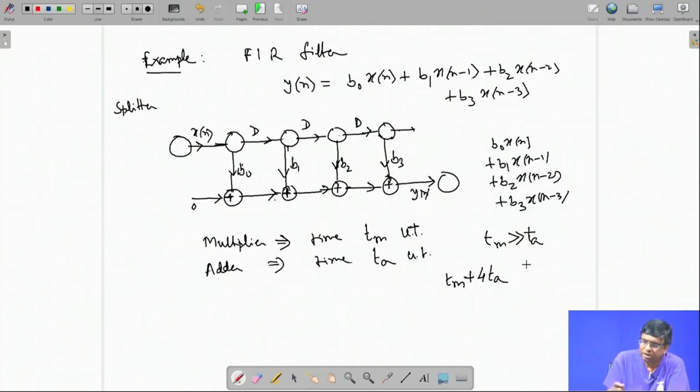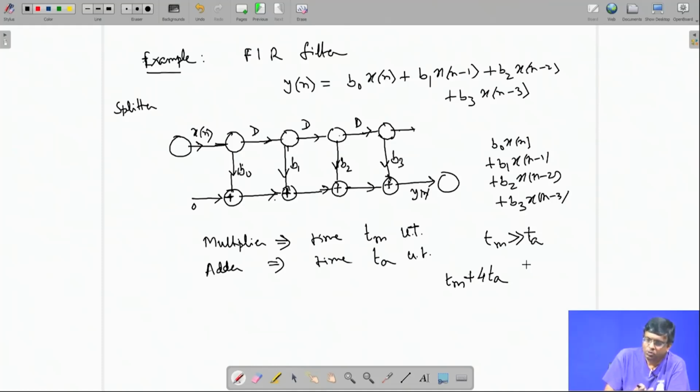If instead of 4, I have got 400 terms, I would have had Tm plus 400 TA. Multipliers are working parallelly, so Tm remains Tm, but all the adders you see, they are sequential. One adder output goes to the input of the other adder. So first I have to complete the job, then I go here. Then again, this goes to the input of the other adder. That is, I have to complete this, then only the next adder can start its operation, and so forth. So, the adders are sequentially connected here, one after another, that is why all the times get added.